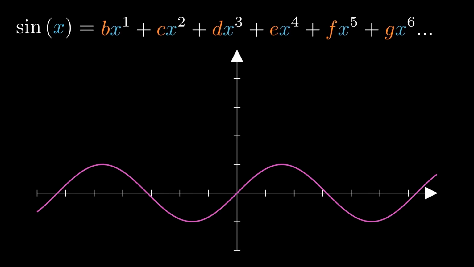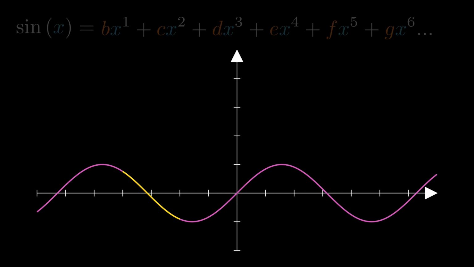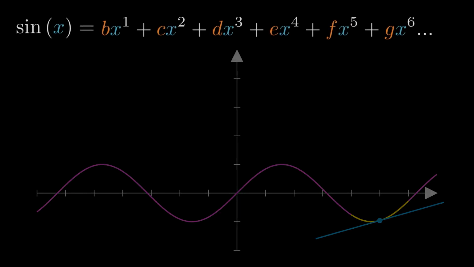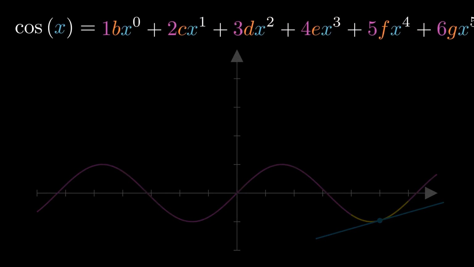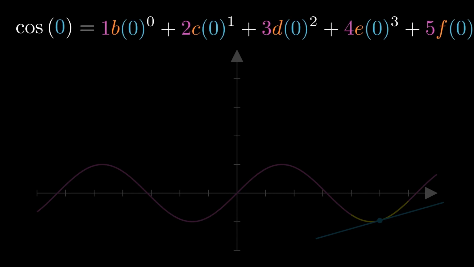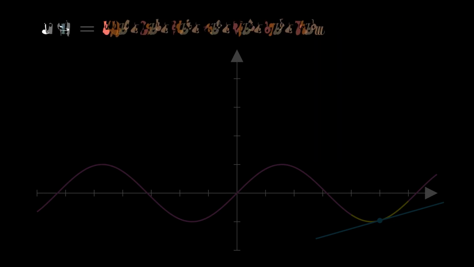The next terms in this polynomial are here to make sure that the polynomial curves at the same rate as the sine function. To account for this, we're going to take the derivative of our function, because that is the same as finding the slope of the tangent line at a given point, which will ensure that our polynomial does indeed have the same curve. Similar to what we did to the first term, we're going to plug in 0 into this new function to help us find the second term. Doing this tells us that b is equal to 1.